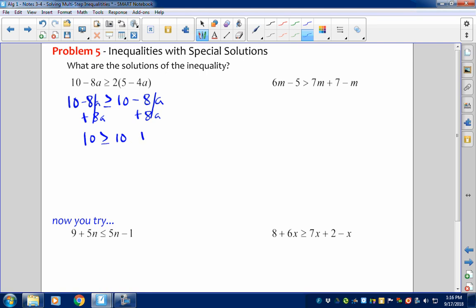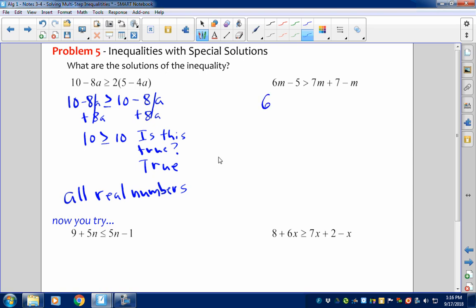So you have to ask the question, is this true? Is this a true inequality? Because if it's true, anything I would have put in for a in the beginning would have worked. It wouldn't have mattered. So is this true? Is 10 greater than or equal to 10? It's not greater than itself, but it's equal to itself. So this is true, yes. That means what? What's the interpretation then? All real numbers. So the solution set is all real numbers. Okay, all real numbers.